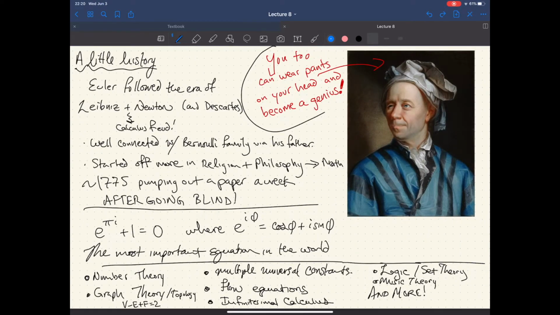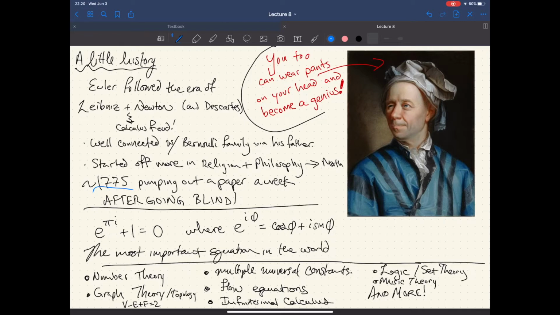So there you are. All right, a little history. This is Euler, this guy here. So you too can wear pants on your head and become a genius. I don't know. This looks like pants to me. I'm not sure what's going on here. Guess it was the style. But anyway, Euler is a pretty cool guy. He followed on the heels of Leibniz and Newton. So this is just kind of after the end of the 1600s, coming into the 1700s.